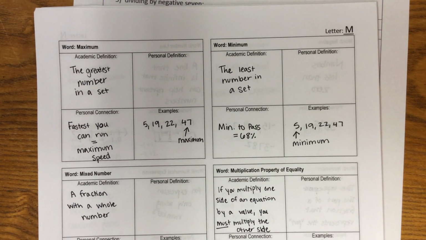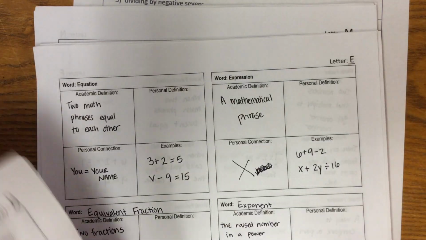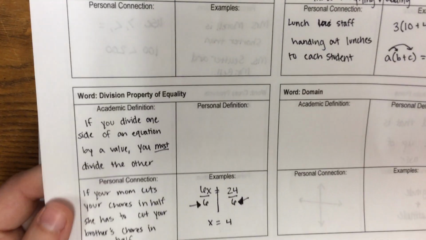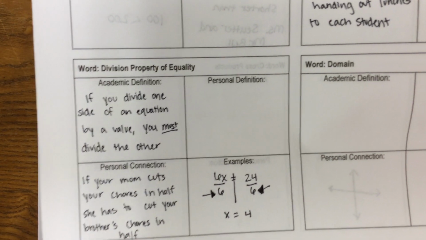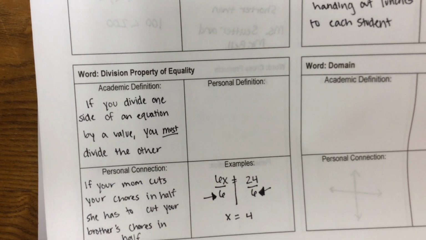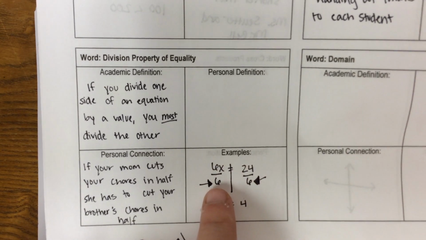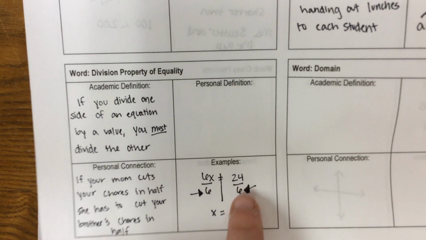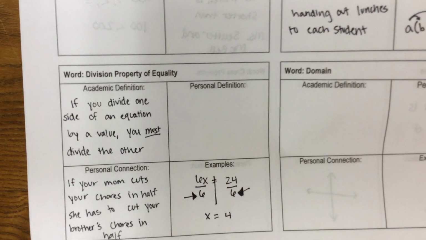Okay, then we have division property of equality, so that's under D, which is on page 4. So we're on D, and we're down at the very bottom left. Okay, division property of equality. If you divide one side of an equation by a value, you must divide the other. Okay, so for my example, you have 6x equals 24. So if I divide by 6 here, this means division, that fraction line. Here, I'm dividing by 6. If I do that on one side, I have to do it on the other, and I get 4.